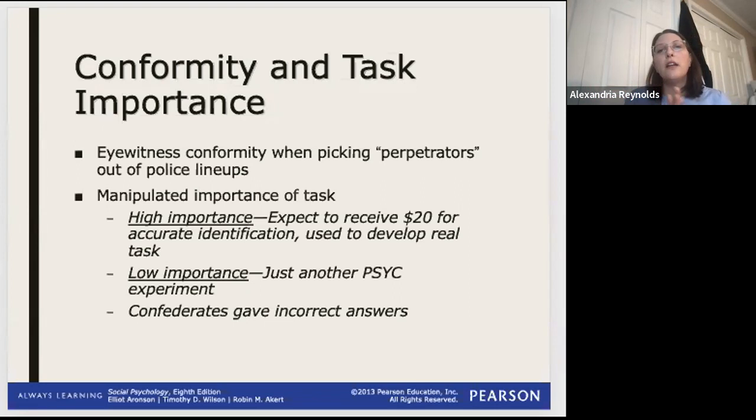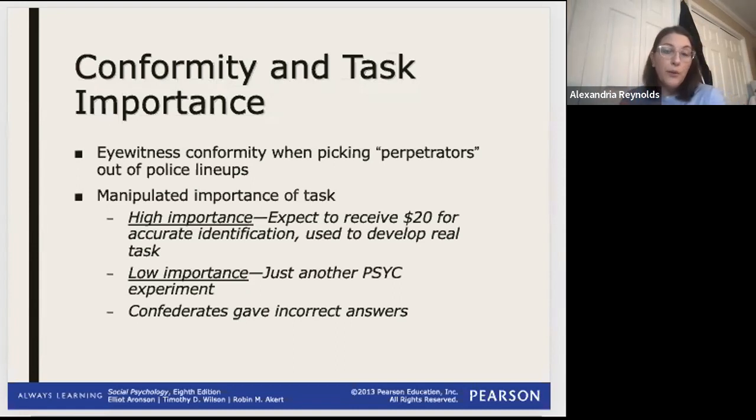So they said, if the participant was paid a lot of money to do the task, in this case $20 every time they accurately identified the perpetrator, then that was considered the high importance group. Another thing the participants were told was that they're developing this task for a real application, that we're trying to do this on a bigger scale. So there's a lot of importance placed on this. Every accurate identification resulted in money, and they had to try to do their best on the activity.